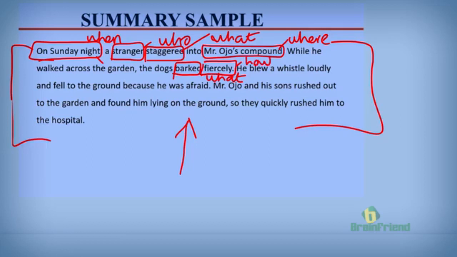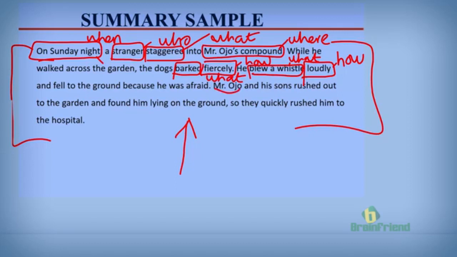He blew a whistle loudly. This is another how element, showing how he blew a whistle. So blew a whistle is another what? Another thing he did. And then he fell to the ground because he was afraid.